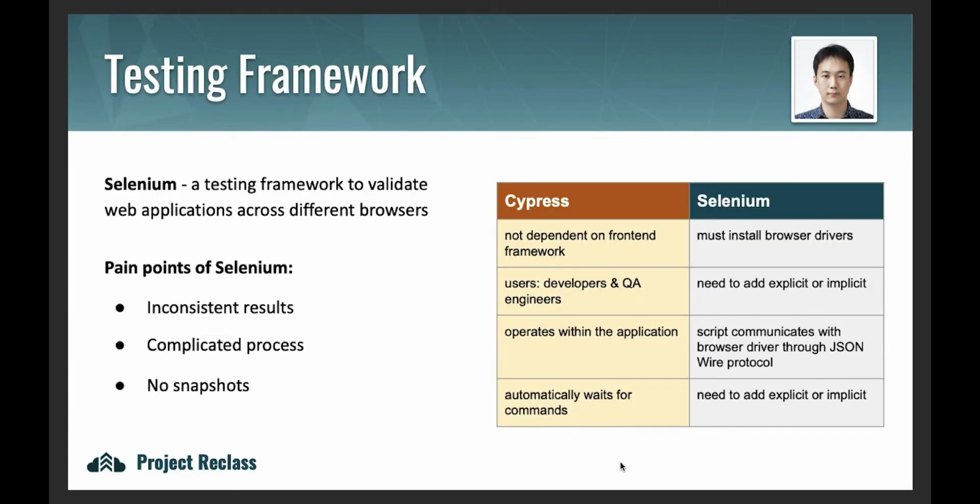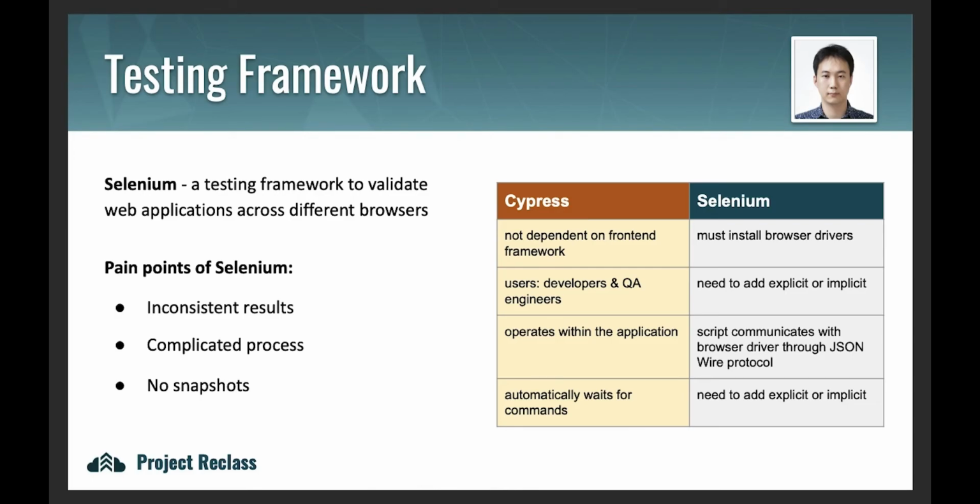We also looked into another front-end testing framework, Selenium, a testing framework to validate web applications across different browsers. Like Cypress, Selenium works by simulating user actions. Here is a comparison between Cypress and Selenium. While Selenium requires installing all kinds of browser drivers, Cypress is not dependent on a front-end framework. While we have to add explicit or implicit waits in Selenium, Cypress automatically waits for commands. I'm emphasizing this again because I never enjoyed adding those waiting functions.